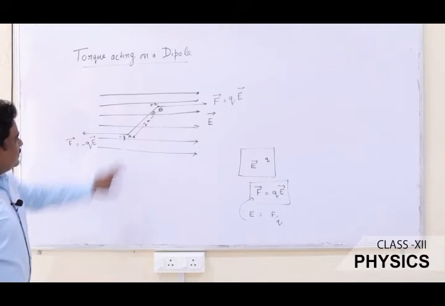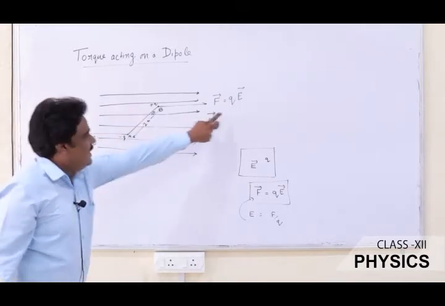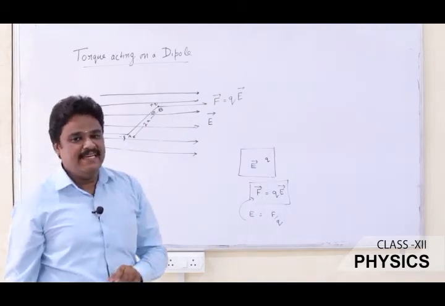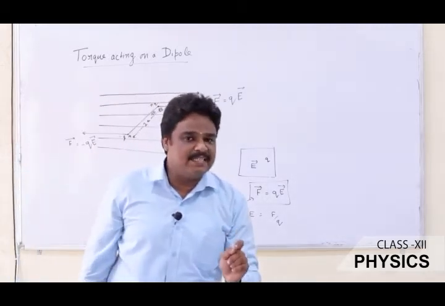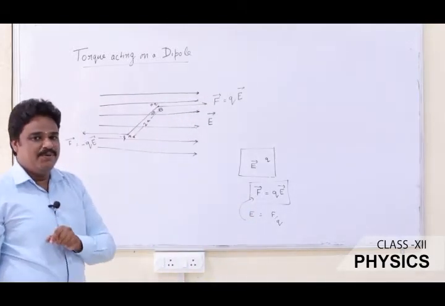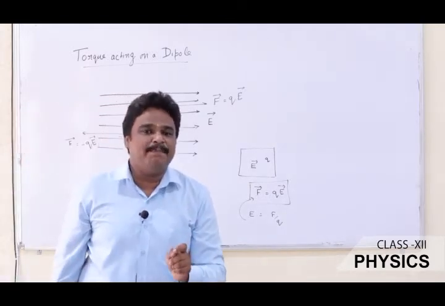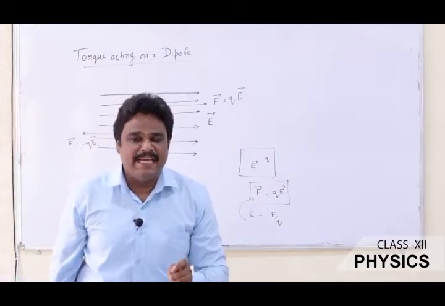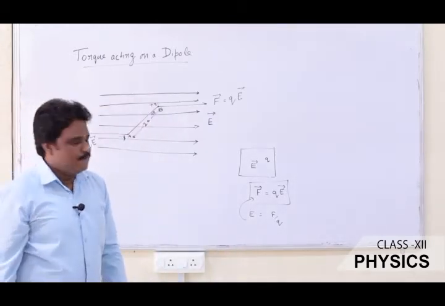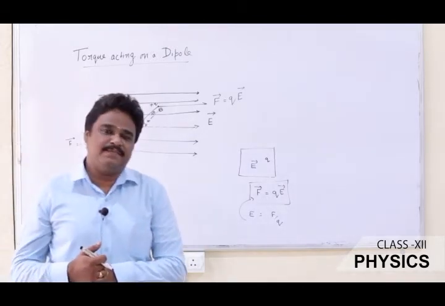Now the dipole is under the action of two equal, unlike and parallel forces. And if two unlike parallel forces act, what happens to the dipole? The dipole experiences a torque. This means the dipole starts rotating in the electric field.